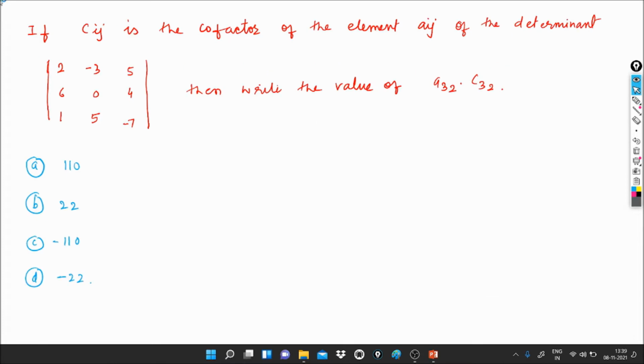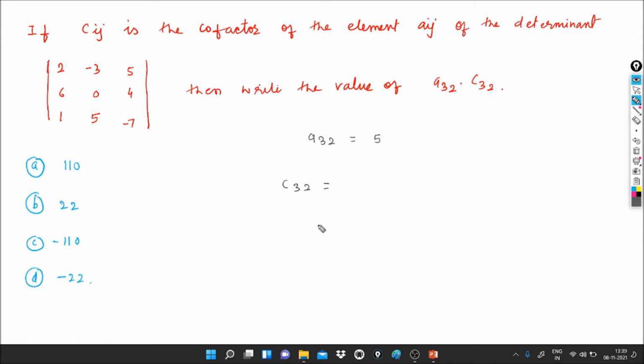Let us understand one more important question, students. Cij is the cofactor of the element aij of the determinant. Given this determinant, we have to write the value of a32 into c32. What is a32? Third row, second column. Third row, second column is this 5.